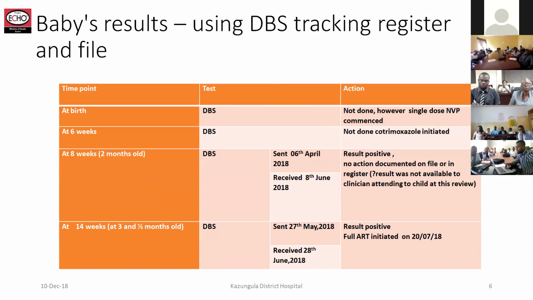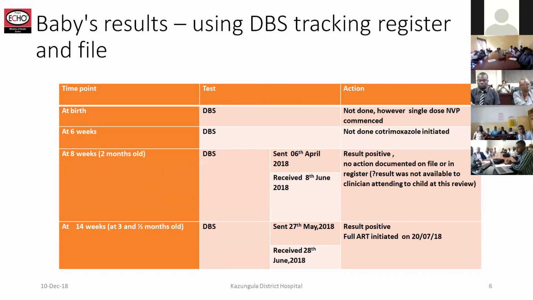At 3.5 months, DBS was collected again. It was sent on 27th May and was received on 28th June. However, the results were still positive. Then full ART was initiated on 20th July 2018 on the same regimen, AZT, 3TC, and Kaletra.